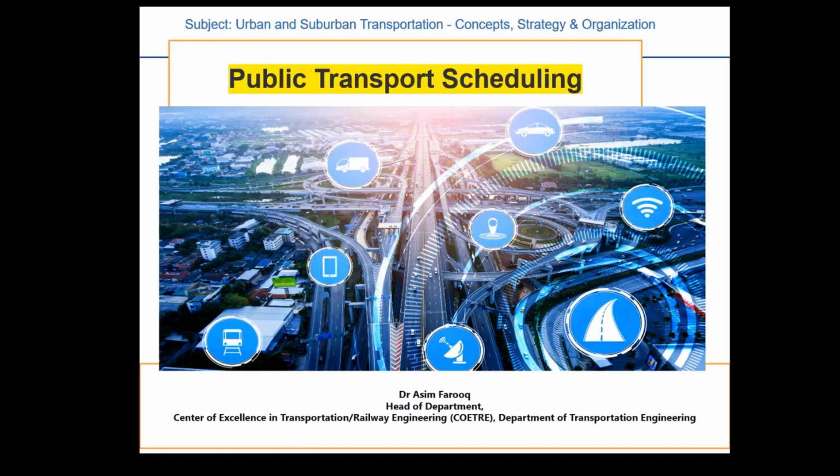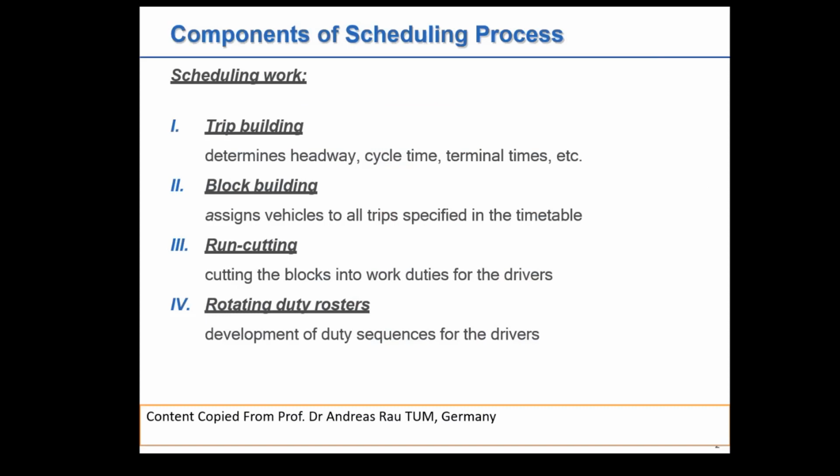In this specific section, we will try to understand the different components which play an essential role in the scheduling of public transportation. There are four different components which play an important role. The first one is trip building, the second is block building, the third is run cutting, and the fourth is rotating duty rosters. We will try to understand each component with an example.